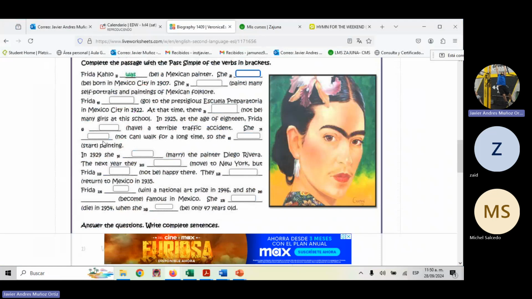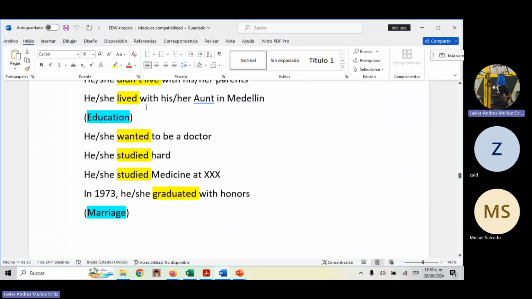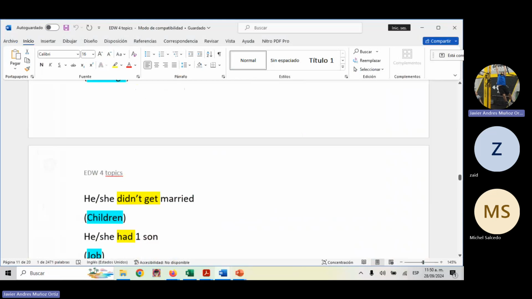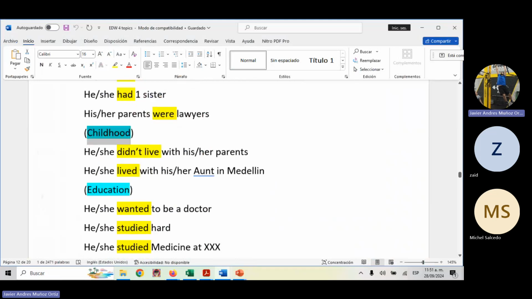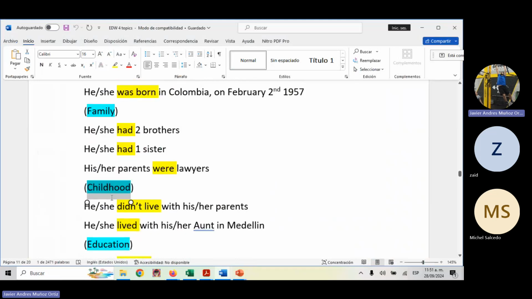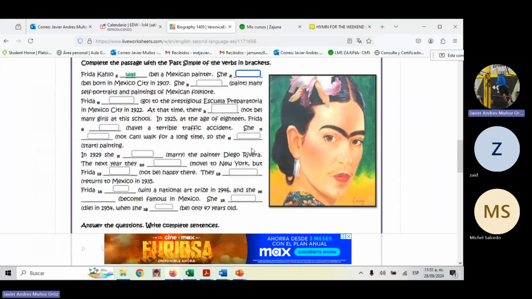She could not walk for a long time, so she started painting. In this case, we're mixing childhood and reasons for fame, because reasons for fame are not necessarily mentioned at the end of our biography. It could be mentioned many times, right? So we started with reasons for fame at the beginning. We are mentioning them now in her childhood, and we are going to mention the reasons in the end.